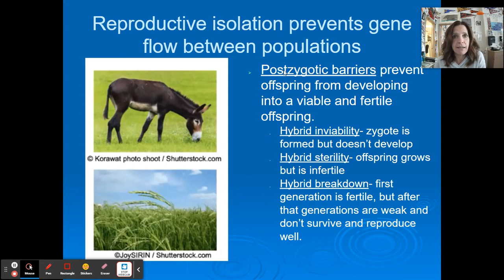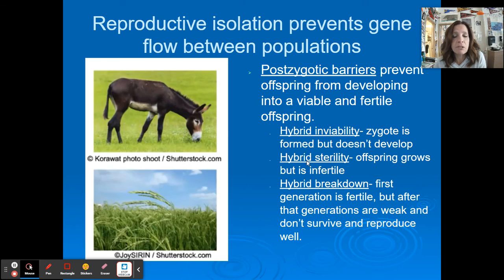So post means after. Zygote is when the egg and sperm come together. So this is preventing the zygote from becoming viable or living and fertile. You can have a couple things here. You can have hybrid inviability, which means that the zygote just doesn't develop. So the egg and sperm come together, they make a zygote, but then it just doesn't develop.